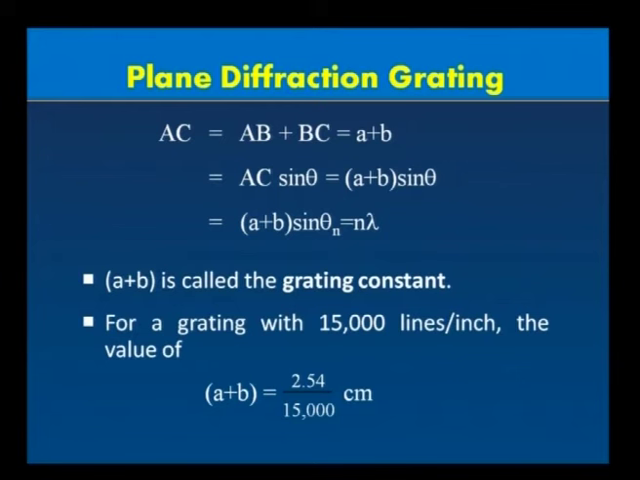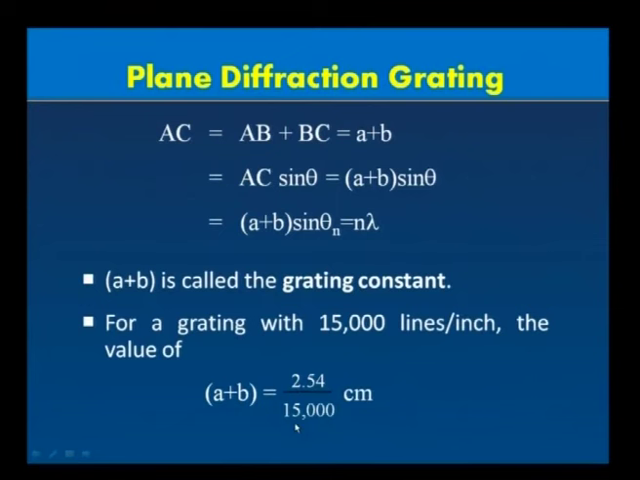In one unit length, how many (A plus B)'s are there? That is the number of rulings, the number of grating elements that you have in the grating. That is 15,000. That comes to the right hand side. Sin theta will be capital N into small n into lambda. That is a very well known expression. Capital N refers to the number of rulings you have here, 15,000 grating elements. Small n is the order number.